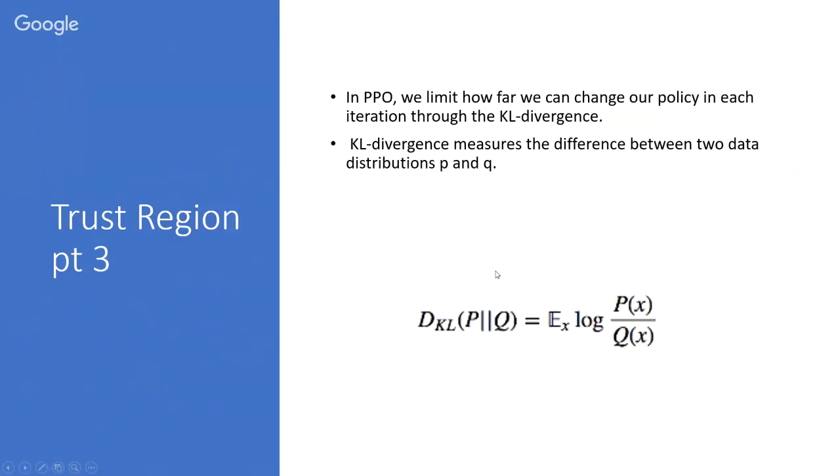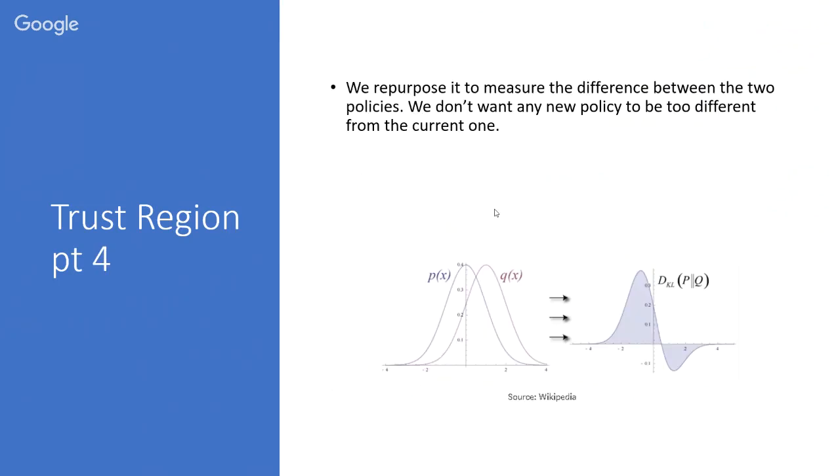So let's have a look at this. In PPO, we limit how far we can change our policy in each iteration through KL divergence. KL divergence measures the difference between two data distributions, P and Q. So that's the policy and the value. We repurpose it to measure the difference between two policies. We don't want any new policies to be too different from the current one. So these are the differences between the two policies. This is using the KL divergence. So that's the policy, and that's the value.